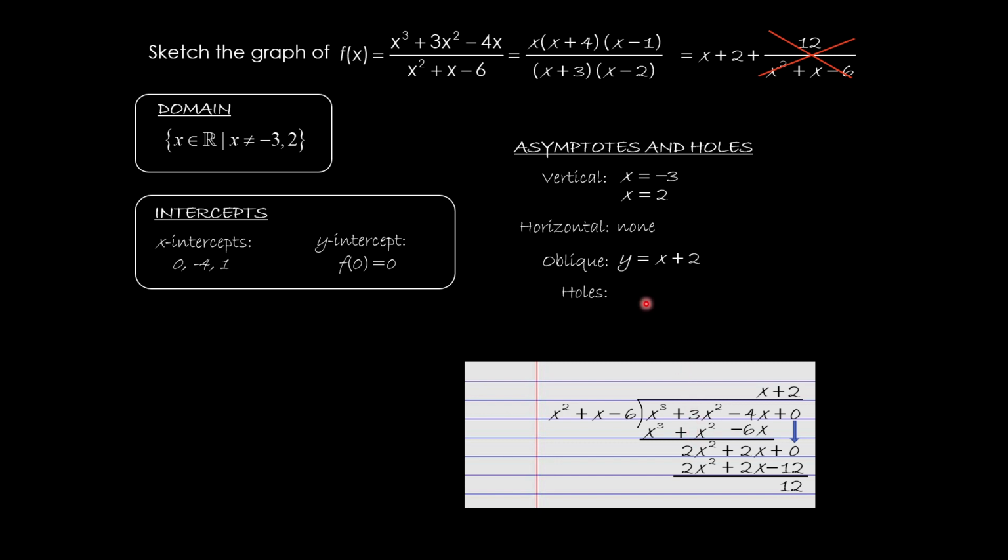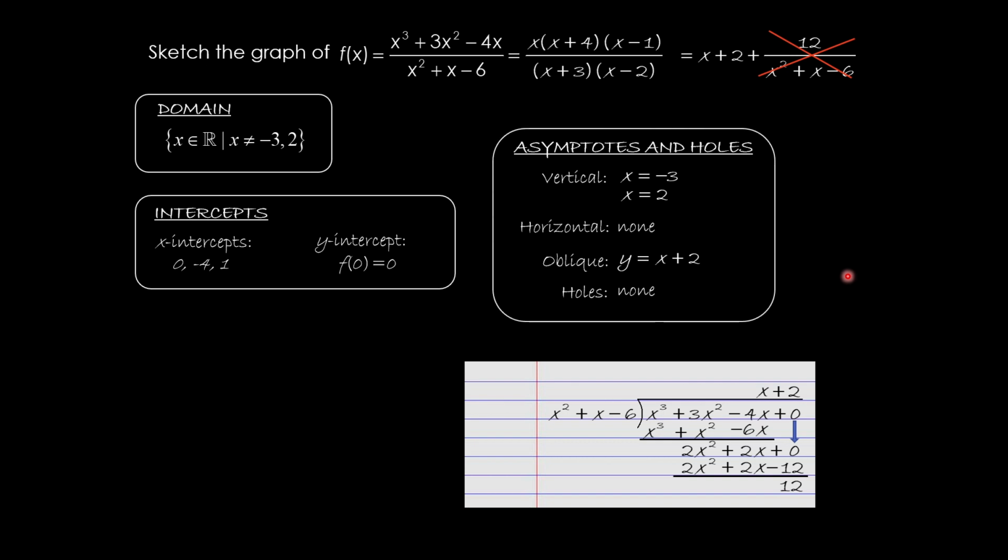Okay, in terms of holes, holes happen when we have a common factor in the numerator and the denominator, and we do not have that here, so we have no holes. All right, so there are our asymptotes and holes.